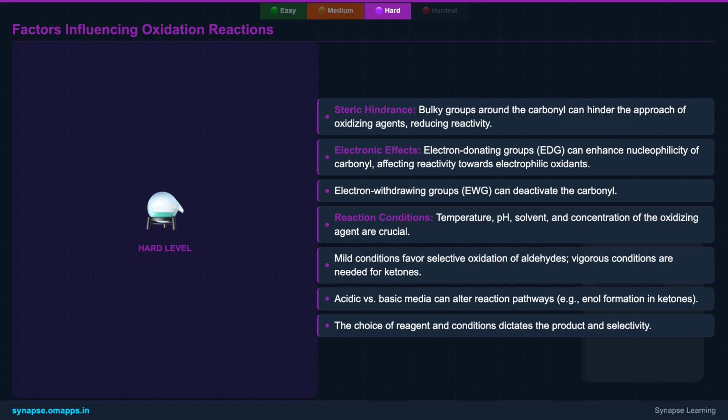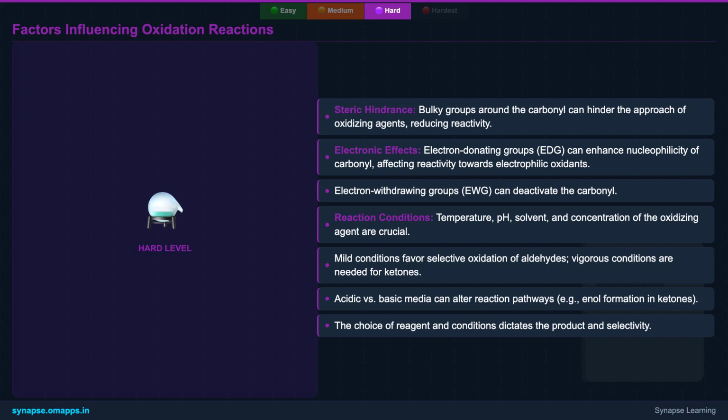Electronic effects also play a crucial role. Electron donating groups can make the carbonyl carbon more nucleophilic, potentially increasing its susceptibility to attack by electrophilic oxidants, as seen in some Baeyer-Villiger reactions. Conversely, electron withdrawing groups can deactivate the carbonyl.